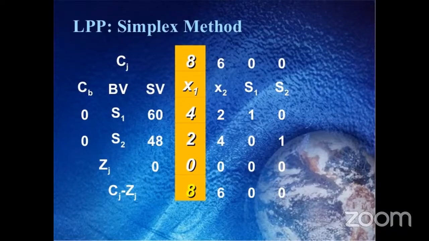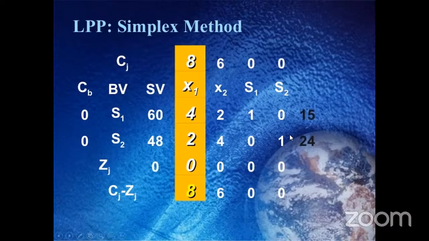After getting this key column, the coefficients of x1, 4 and 2, those key column numbers are to be divided into the solution values. You'll be getting a ratio. That ratio you can see horizontally. 60 divided by 4 is 15. 48 divided by 2 is 24.